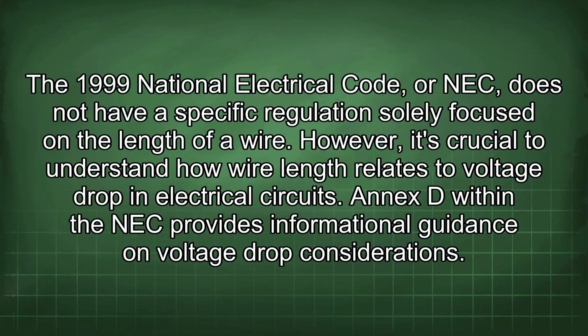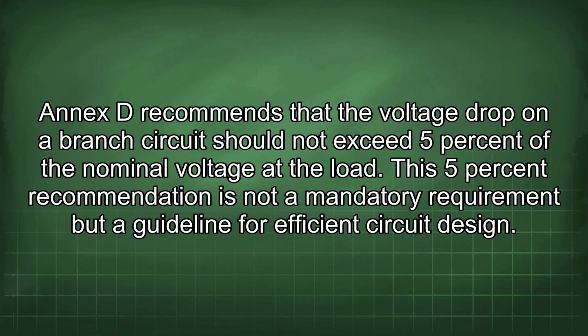The 1999 National Electrical Code, or NEC, does not have a specific regulation solely focused on the length of a wire. However, it's crucial to understand how wire length relates to voltage drop in electrical circuits. Annex D within the NEC provides informational guidance on voltage drop considerations. Annex D recommends that the voltage drop on a branch circuit should not exceed 5% of the nominal voltage at the load. This 5% recommendation is not a mandatory requirement but a guideline for efficient circuit design.